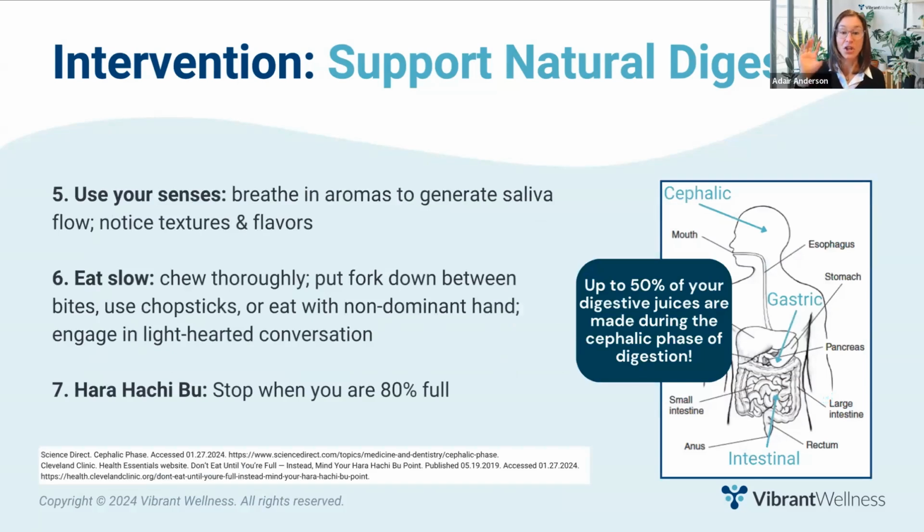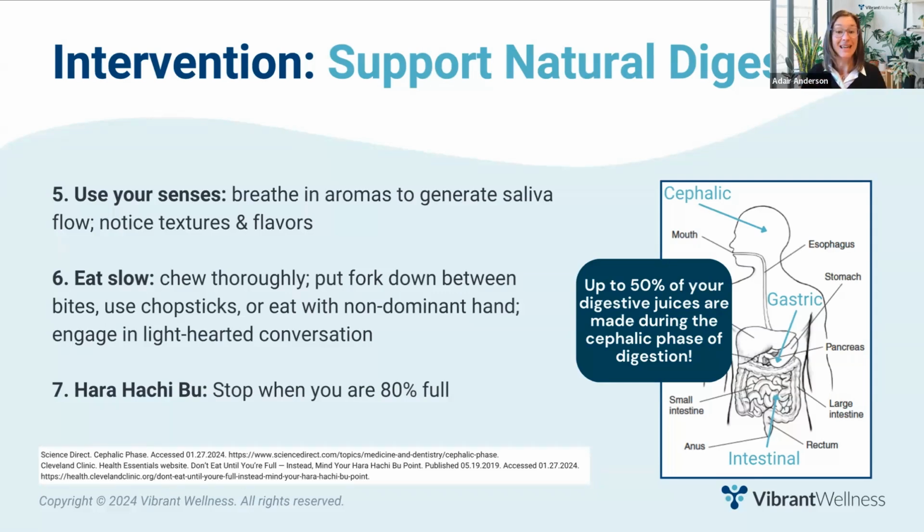Number 5, using your senses. Have you ever started salivating at the sight of a juicy burger or the smell of cookies fresh out of the oven? That's your body getting a head start on digestion. In fact, up to 50% of your digestive juices are made during the cephalic phase of digestion. Digestion literally begins in the mind. Breathing in the aromas of food generates saliva flow and stimulates digestion, as does noticing textures and flavors of your food.